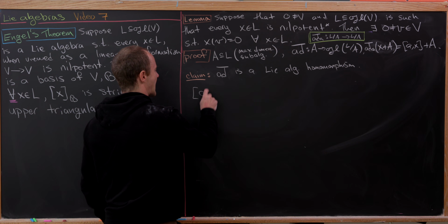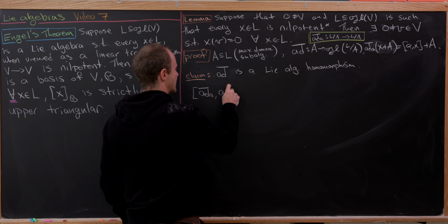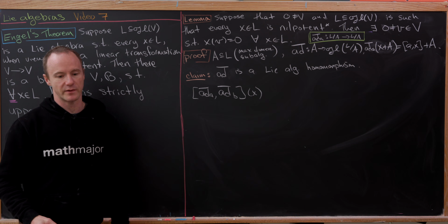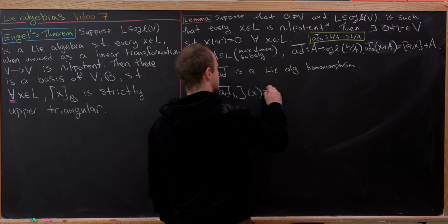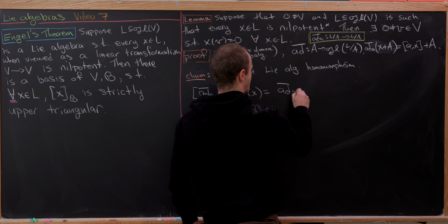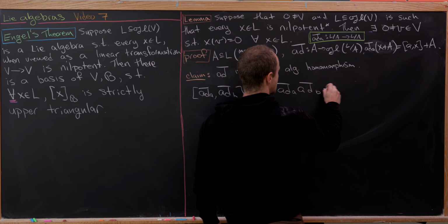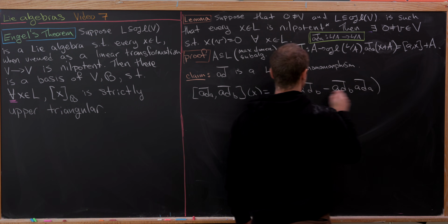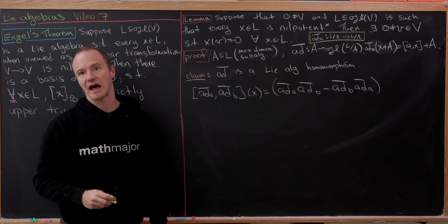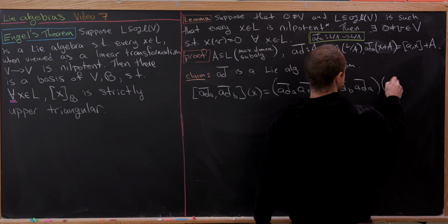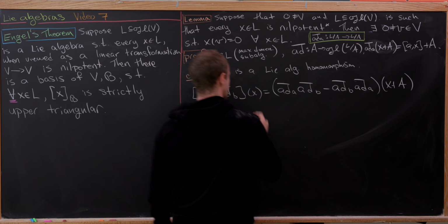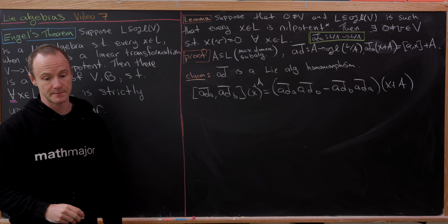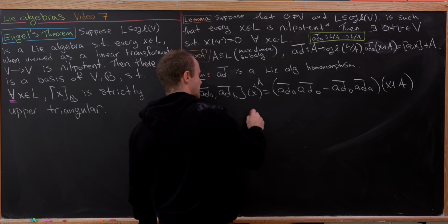We need to look at the bracket of ad-bar a with ad-bar b. And in order to know what that's doing, we need to evaluate it at x. But observe that that's going to be ad-bar a composed with ad-bar b, minus the difference in the other order, ad-bar b composed with ad-bar a, and then we evaluate this at x plus A. I keep forgetting that this should be a coset, so that's x plus A. Okay, but now let's work from the inside out.